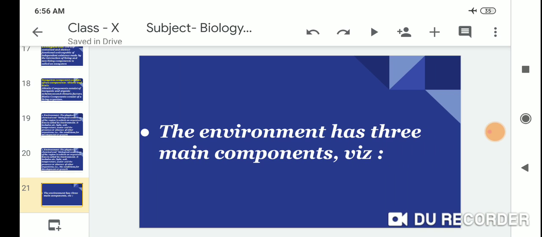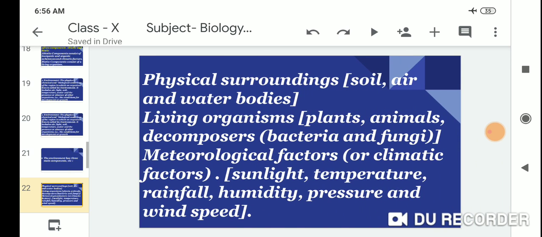The environment has three main components: physical surroundings, soil, air, and water bodies; living organisms, plants, animals, and decomposers, bacteria and fungi; and meteorological factors or the climate factors, sunlight, temperature, rainfall, humidity, pressure, and the wind speed.